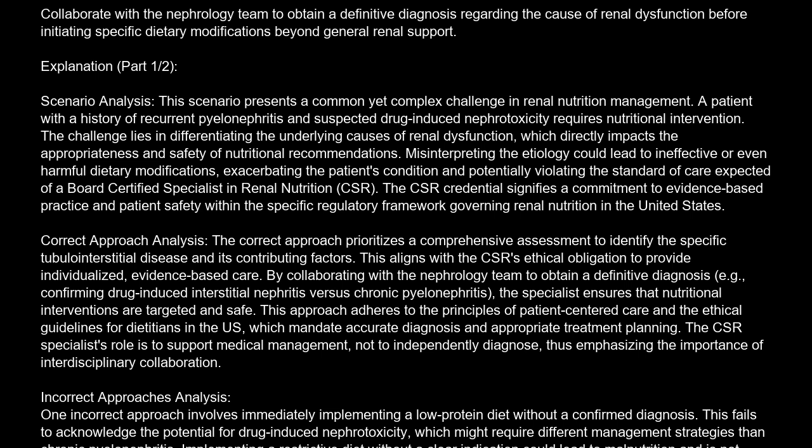This approach adheres to the principles of patient-centered care and the ethical guidelines for dietitians in the U.S., which mandate accurate diagnosis and appropriate treatment planning. The CSR specialist's role is to support medical management, not to independently diagnose, thus emphasizing the importance of interdisciplinary collaboration.